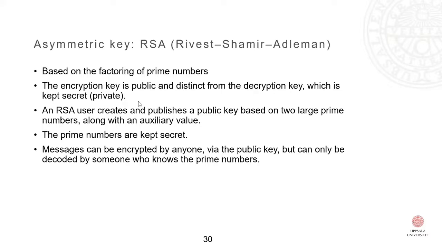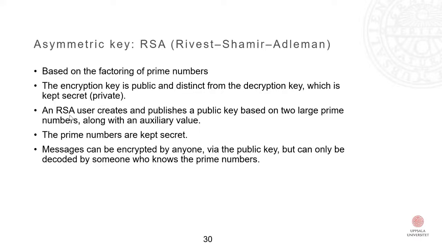In asymmetric keys, we have a public key and a private key. The key which is used for encryption is public, so anyone can encrypt the message, but the key which is used for decryption is private and is only owned by the owner.